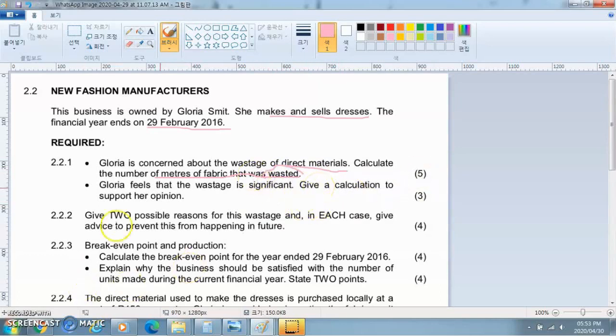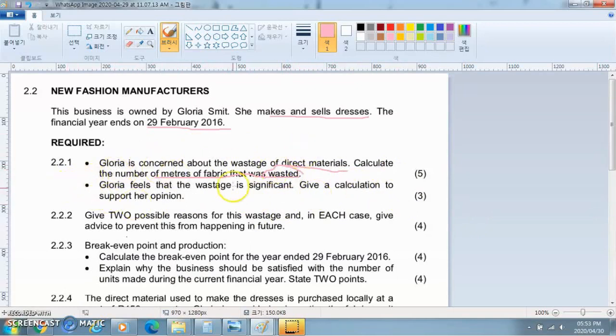You get it? And then they're saying Clara feels that the wastage is what is significant, and then give a calculation to support her opinion. Okay, we're not gonna mix things up so that we don't confuse people, right? So we are going to split it up like this. Obviously start with the first bullet point and then move on to the next bullet point.